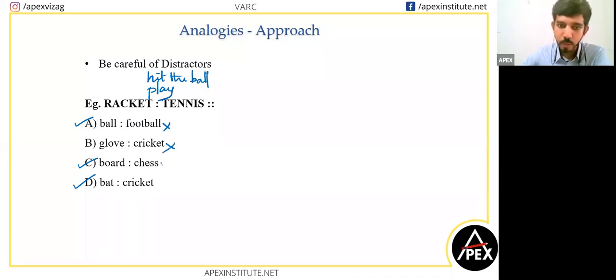Board cannot be used to hit the ball. There is no ball in chess. But can bat be used in cricket to hit the ball? Yes. So that leaves D as your answer.